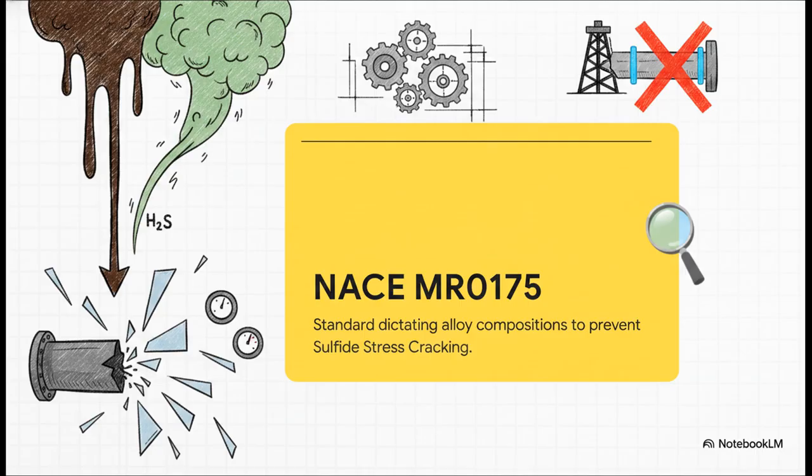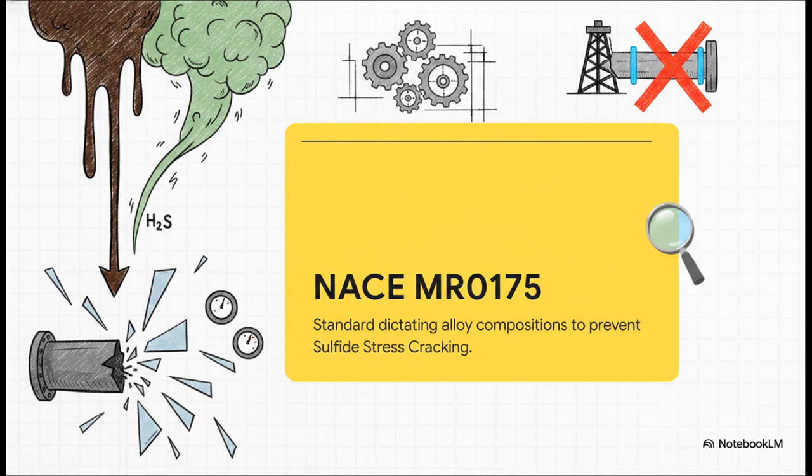So why does all this matter? Because ignoring these standards carries literal life or death consequences. A perfect example of this is the NACE MR0175 standard. You see, many global reservoirs produce what's called sour gas, which contains hydrogen sulfide, or H2S. It is highly toxic and incredibly corrosive.